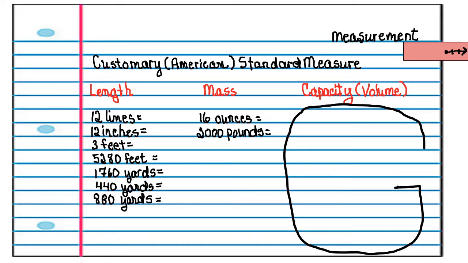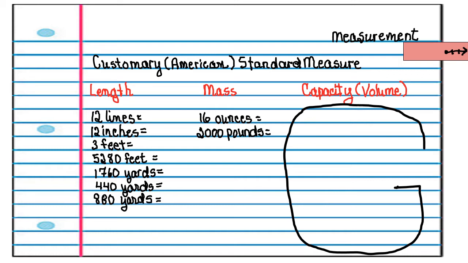Start your note page off with, of course, a little tabby, and the concept will be measurement. I made a little number line as the symbol here. Customary American standard measure actually comes in three different categories: length, how long; mass, how much does it weigh; and capacity, how much can it hold. We're going to start with length.